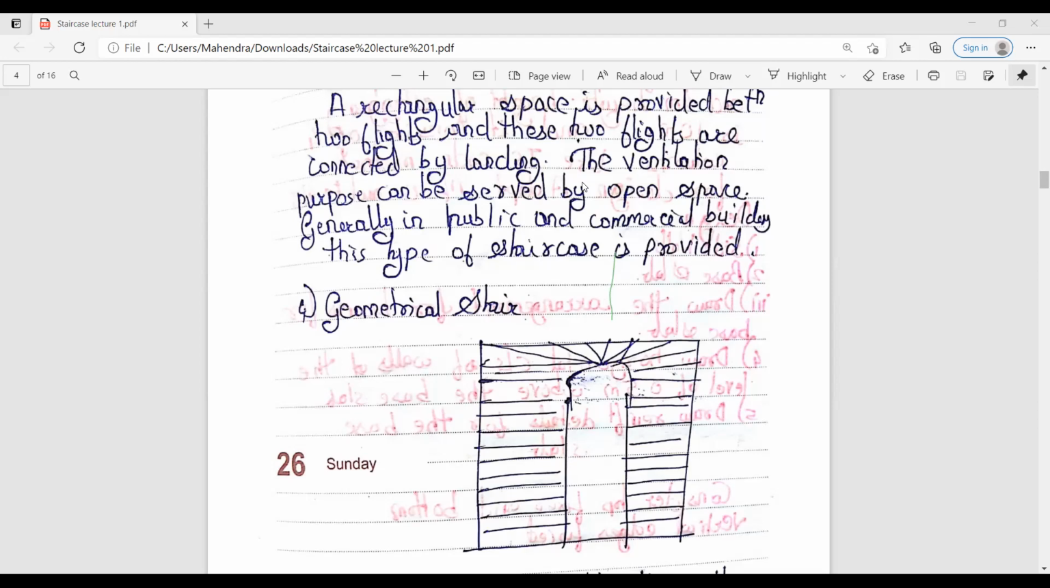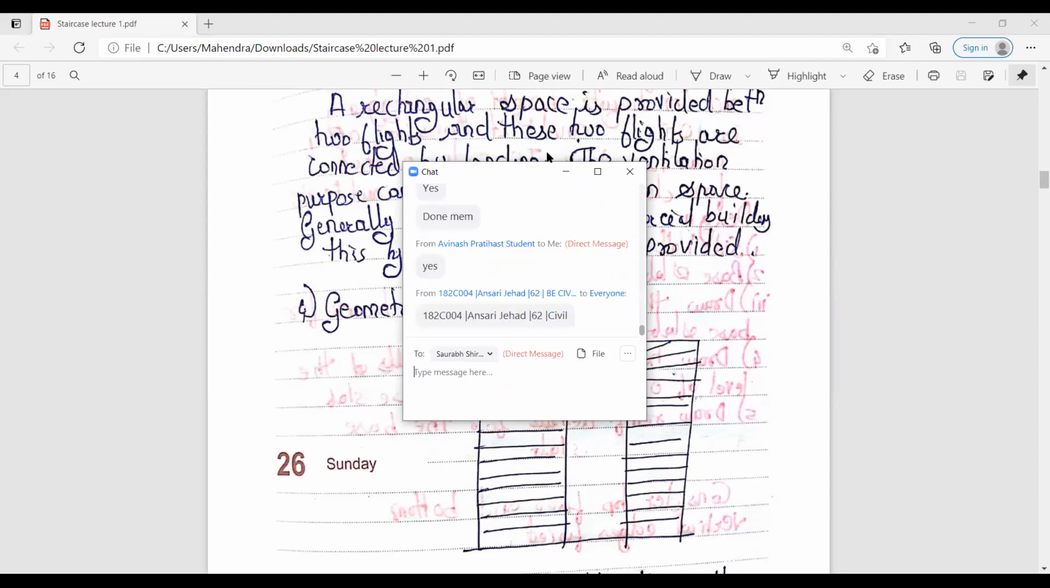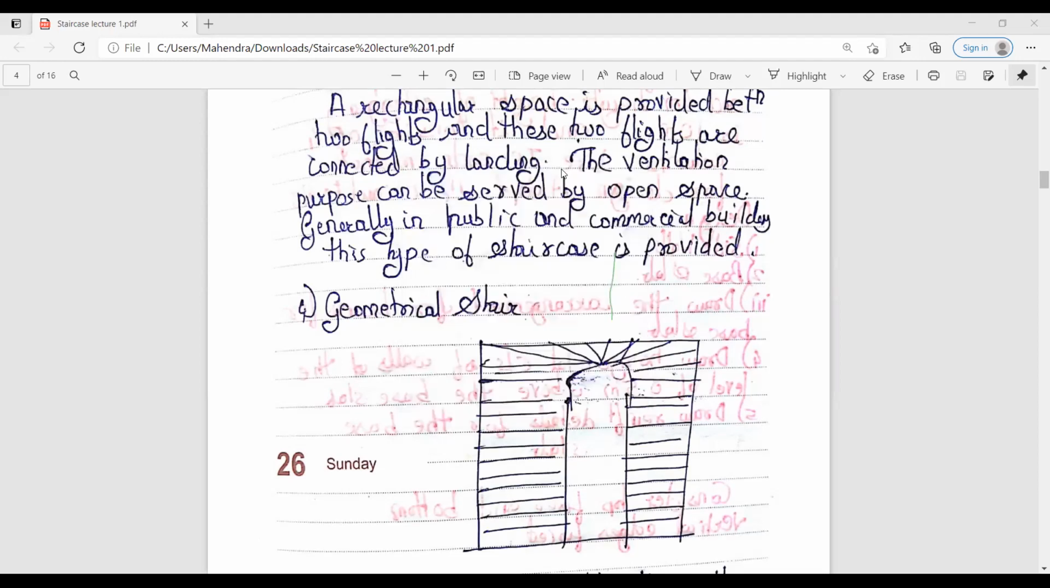The next type of the staircase is the geometrical stair. So as you can see over here in this geometrical stair, the wall between the flight is curved. As you can see over here, this is the curved portion in this geometrical staircase. And in this type, the steps are known as the winders. These are provided in the curved portion with a small width. In the curved portion, the winders are being provided.